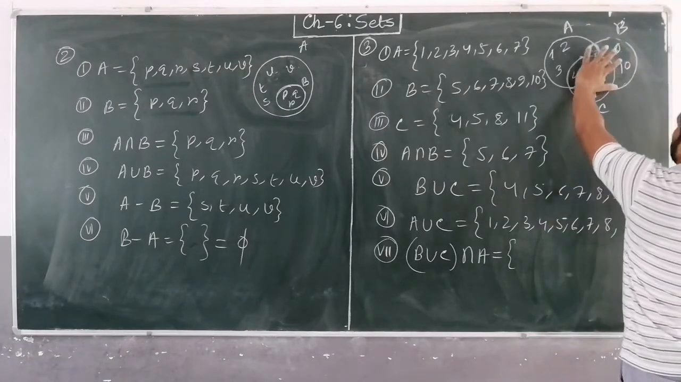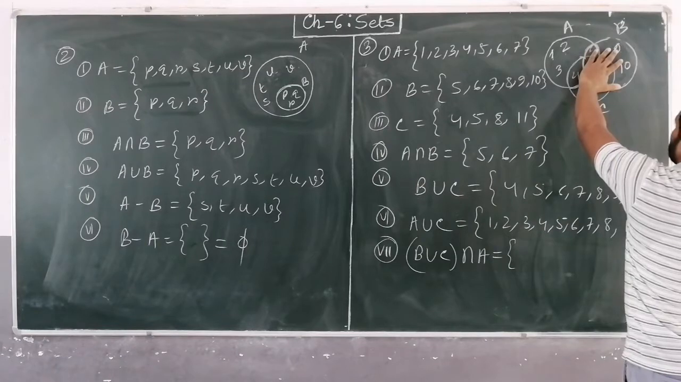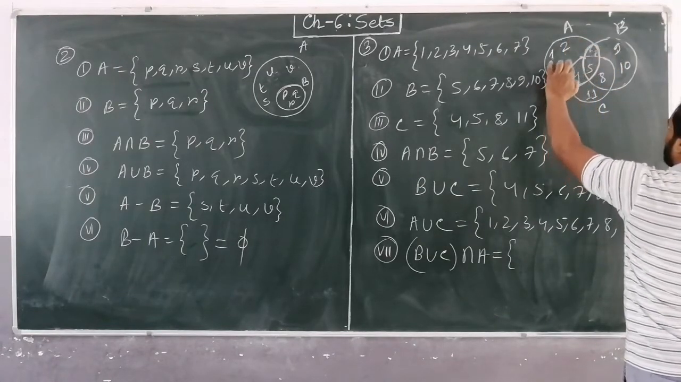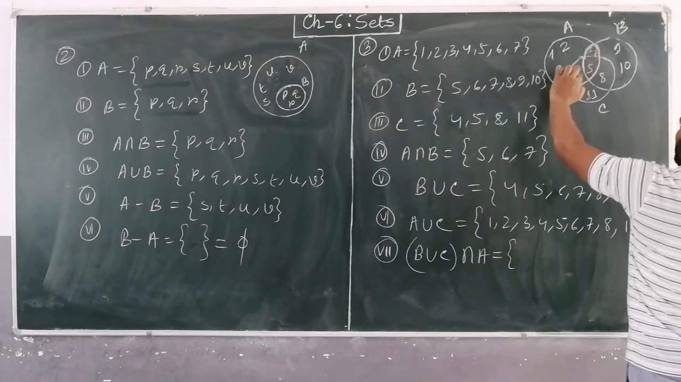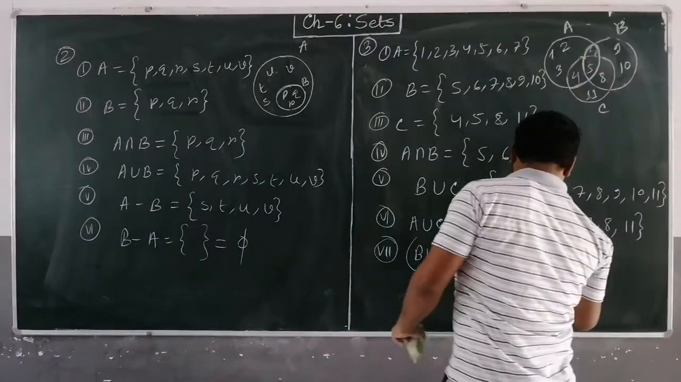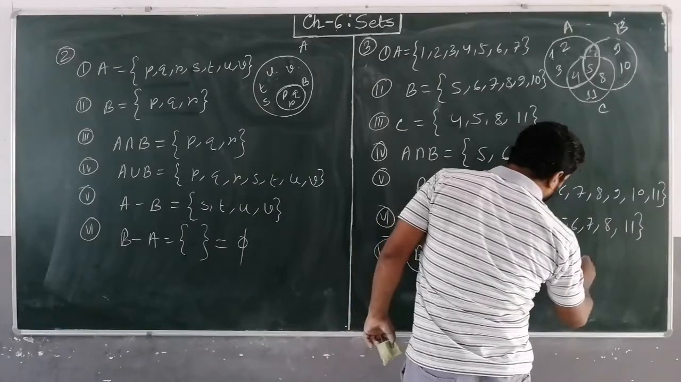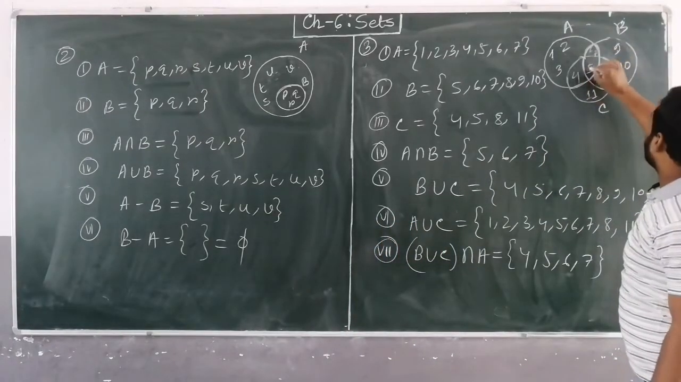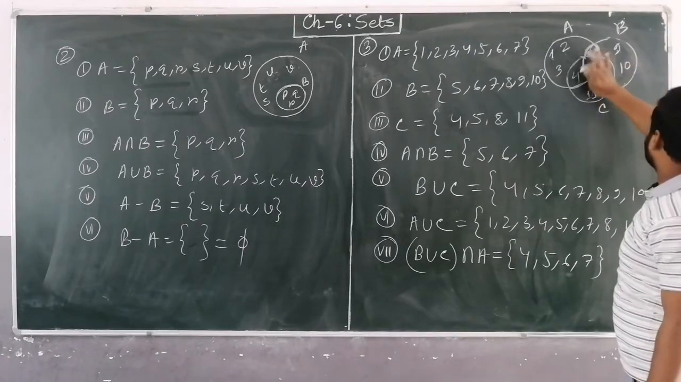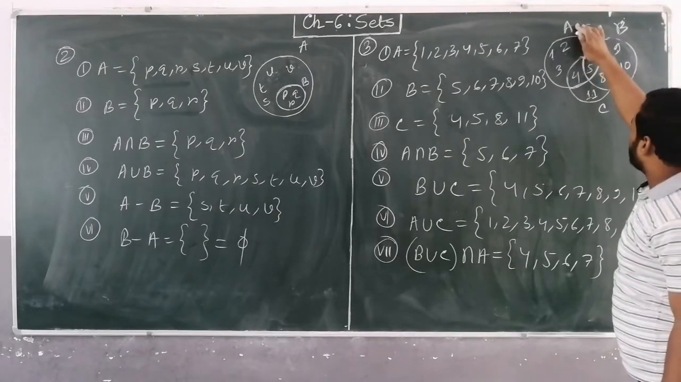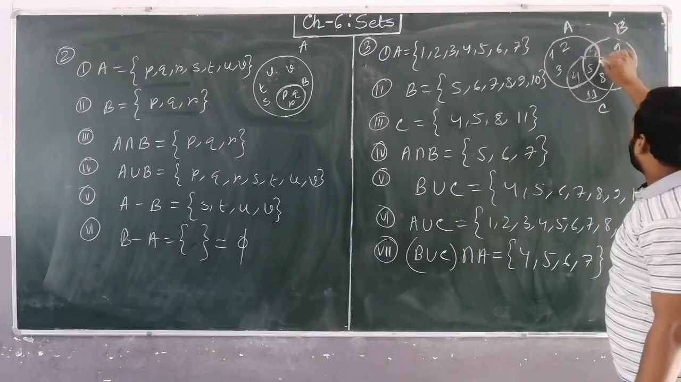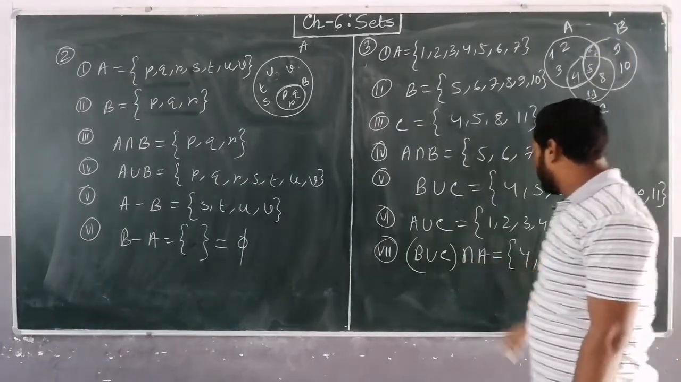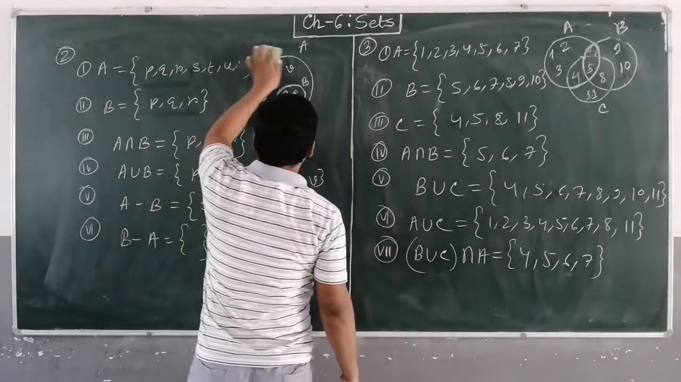So B union C means this total B and C, and intersection with A means this part. So this part is common. 4, 5, 6, 7. Okay, because B union C means 4, 5, 6, 7, 8, 9, 10, 11 total, and with A if you take intersection, so which part will be common? In A, 4, 5, 6, 7 is there, so 4, 5, 6, 7 is common. So that's why B union C intersection A, that is the part.